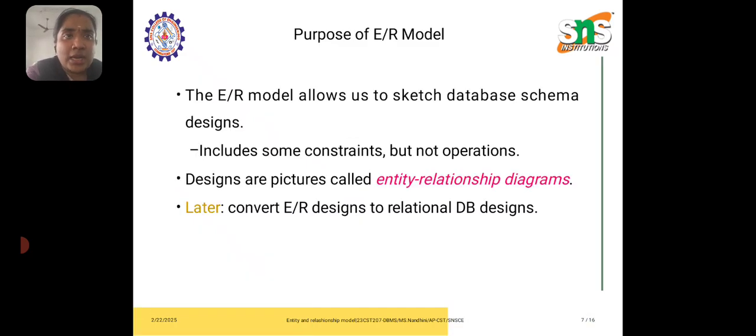And the next one is the ER model. The purpose of the ER model is that it allows us to sketch database schema designs. How we are sketching the database schema designs includes some constraints but not operations. Designs are pictures called entity relationship diagrams, later the ER design is converted to relational DB designs.